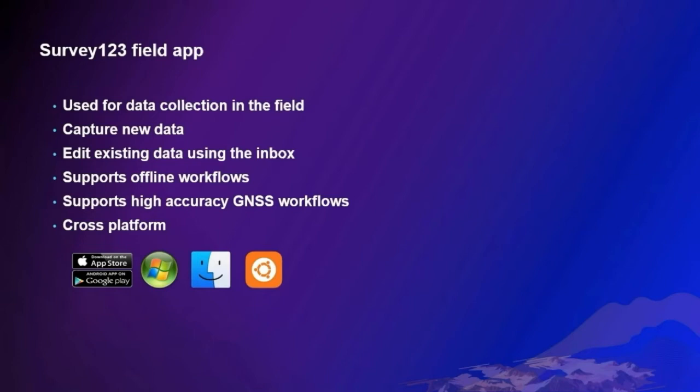The mobile app can be used to capture new surveys and supports editing existing data by downloading previously collected surveys into the inbox. The inbox feature allows you to query your existing records from your feature service and download them onto the device, which enables editing when offline and submitting them again once you're back online.